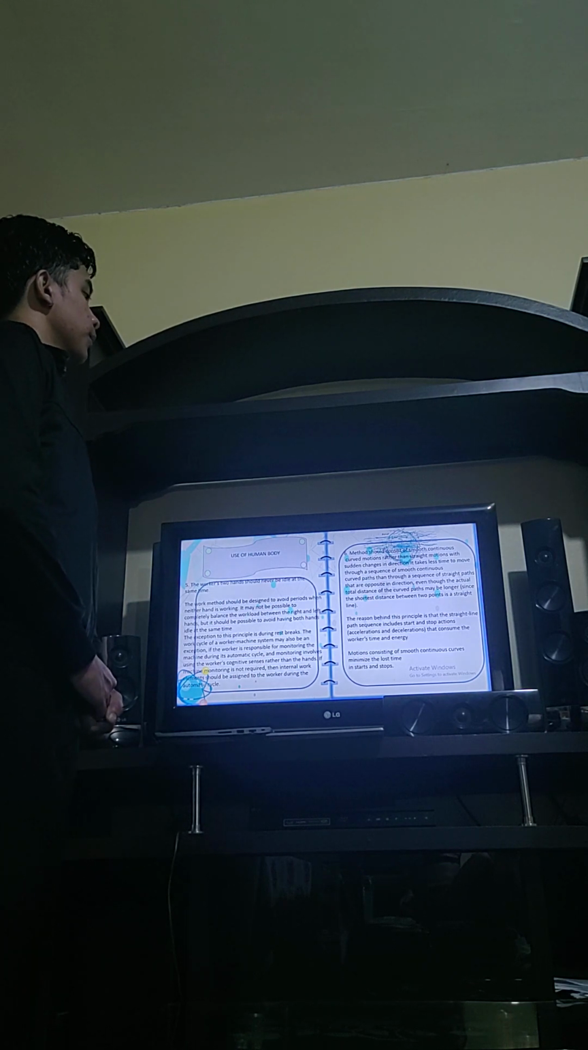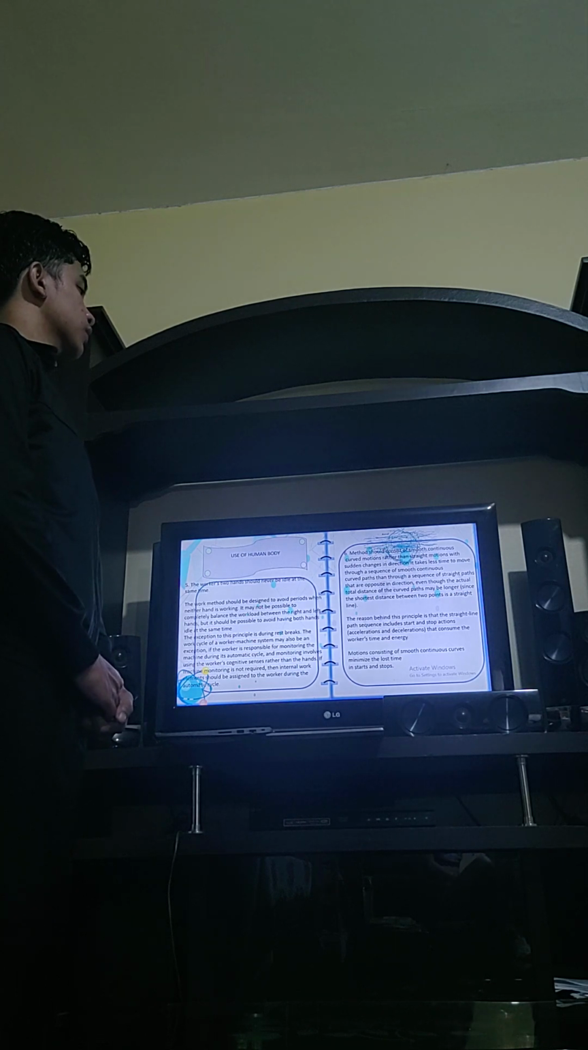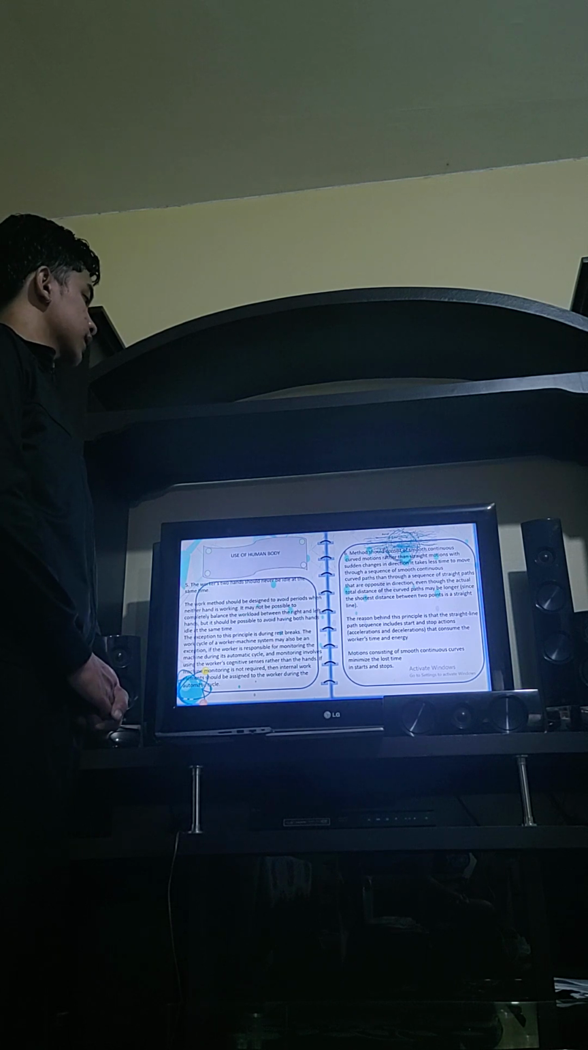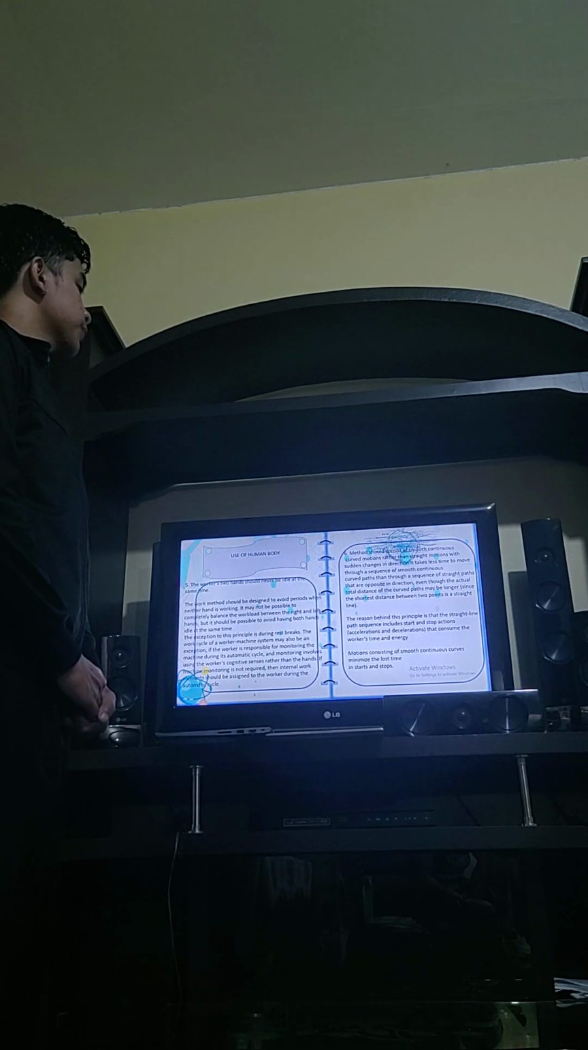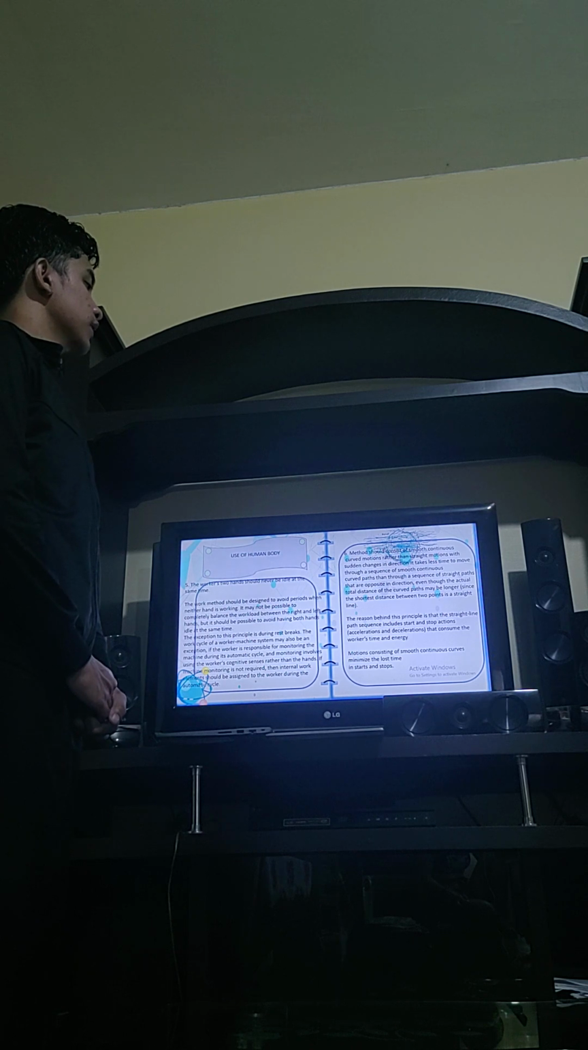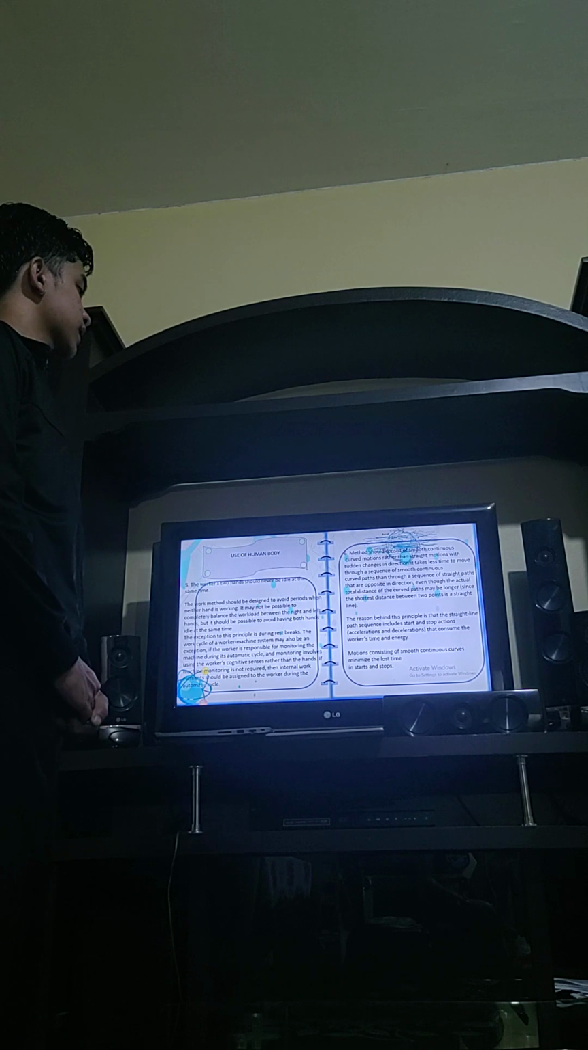Number 6. Method should consist of smooth, continuous, curved motion rather than straight motion with sudden changes in direction. It takes less time to move through a sequence of smooth, continuous curved paths than through a sequence of straight paths that are opposite in direction, even though the actual total distance of the curved paths may be longer, since the shortest distance between 2 points is a straight line.